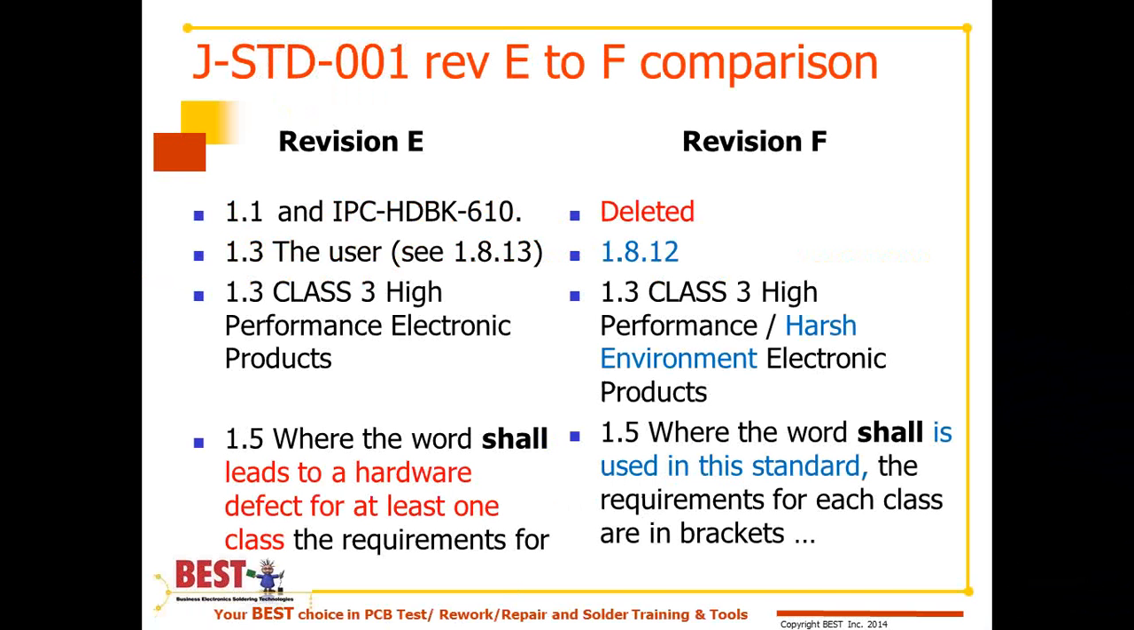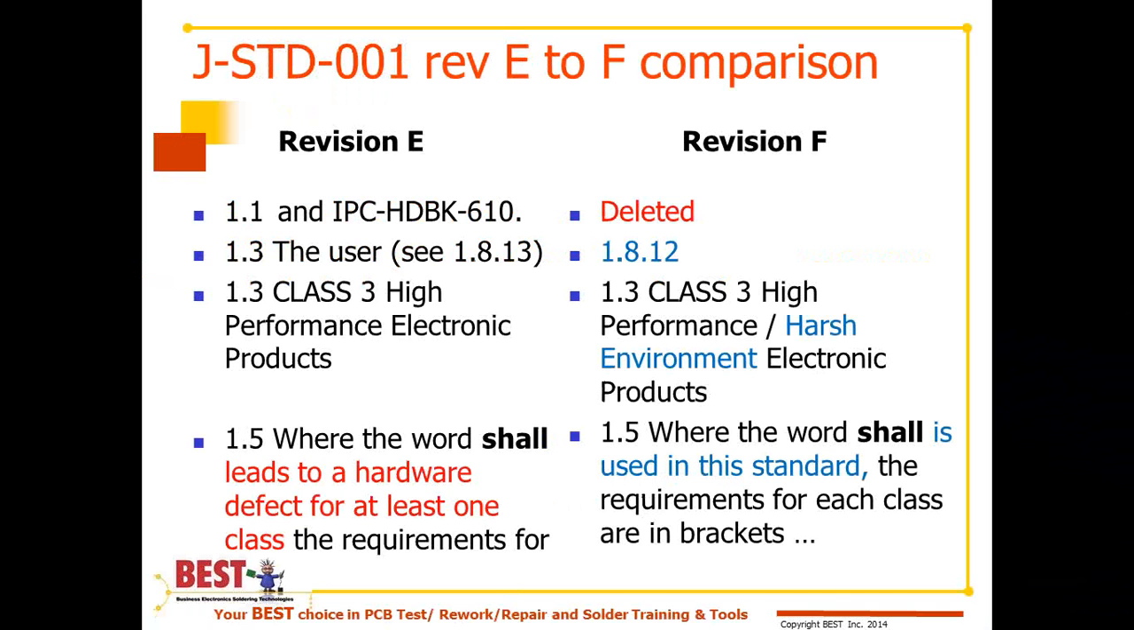1.3, where it talks about the classes, the class distinction now for Class 3 says high performance electronics, also harsh environment electronic products. So they just added the harsh environment to that as a distinction of the type of class that we're looking at, or as far as what Class 3 is.